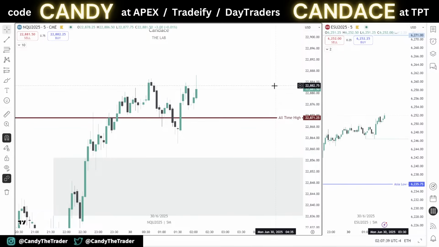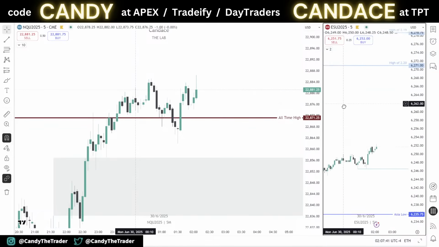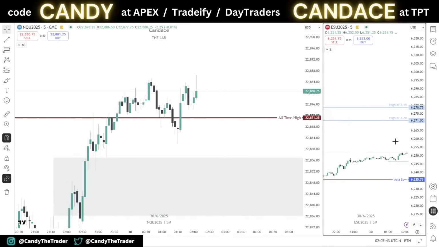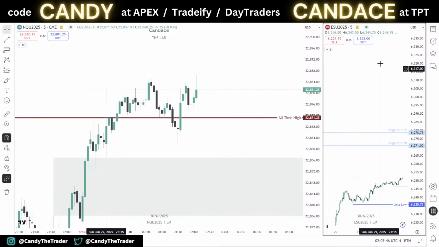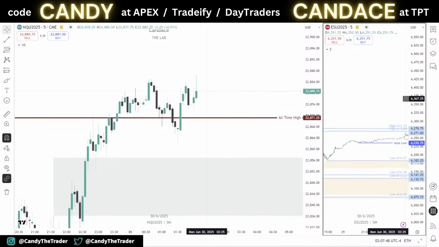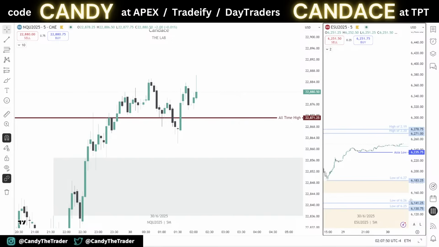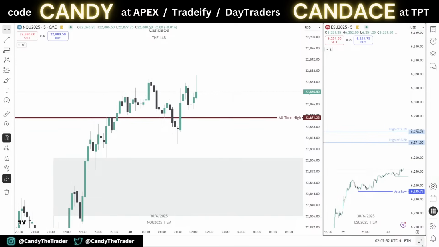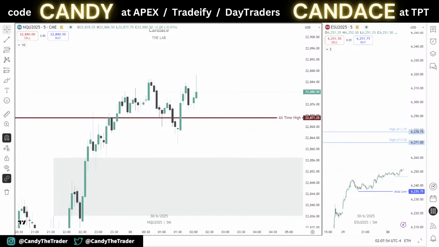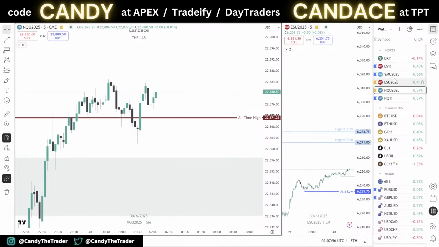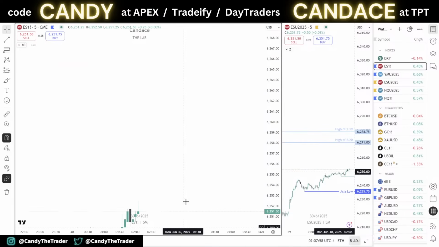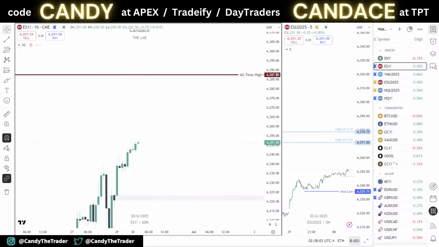Yes, new high for NQ, but not for ES. Yes, still a long way to go from the all-time high. Wow, I don't even know where that is. I didn't even get here. Okay, so it's here. So a long way to go.